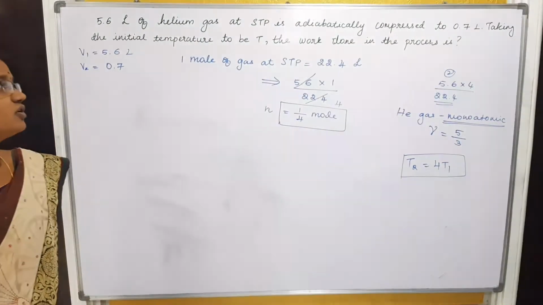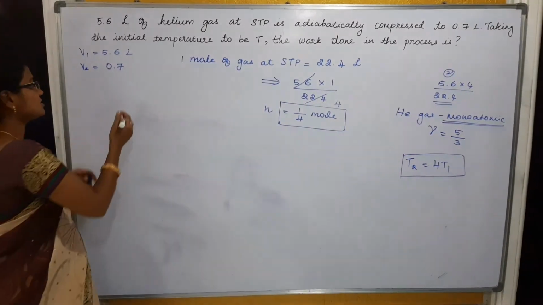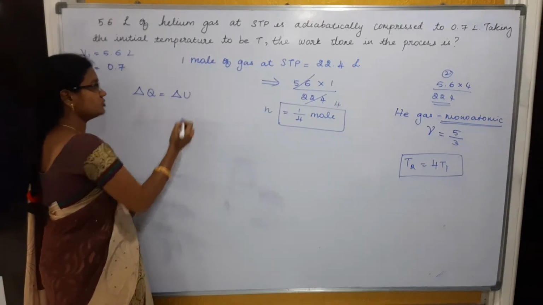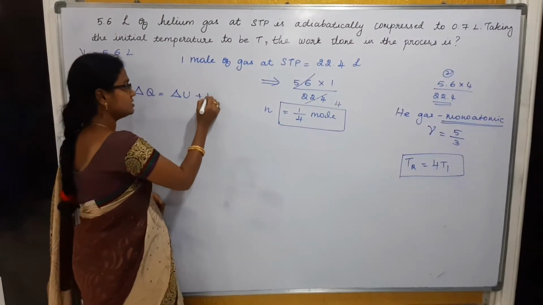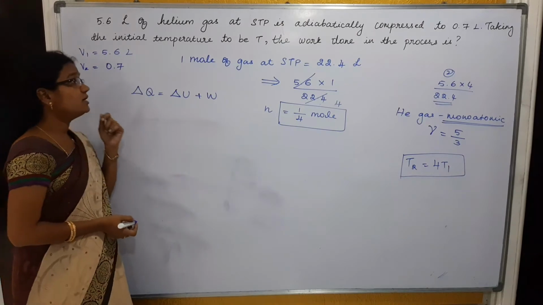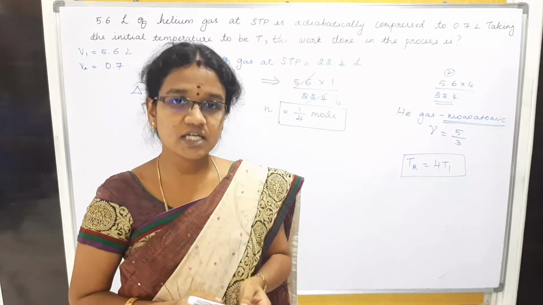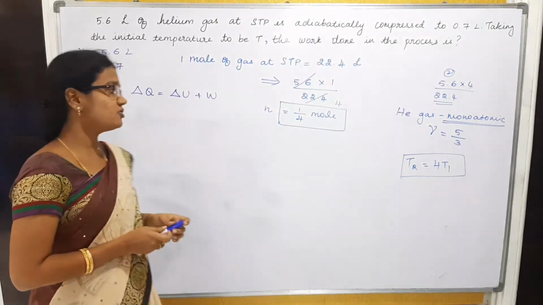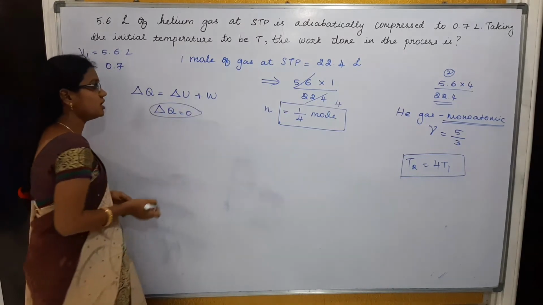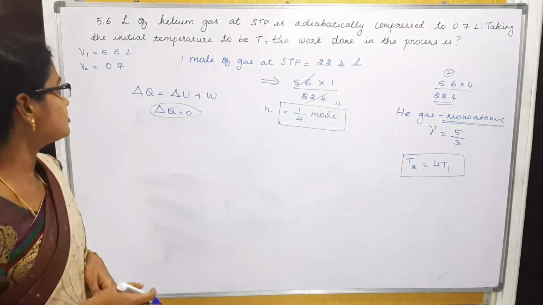What is the formula for work done, the main formula in thermodynamics? It is del Q, the heat evolved, which is equal to del U, the energy, plus the work done. Right students? We have to know that in an adiabatic process, what is the value of del Q? The value of del Q in an adiabatic process is 0. You have to note it down, students, you have to be very careful with these points, because in an adiabatic process, del Q's value is 0.